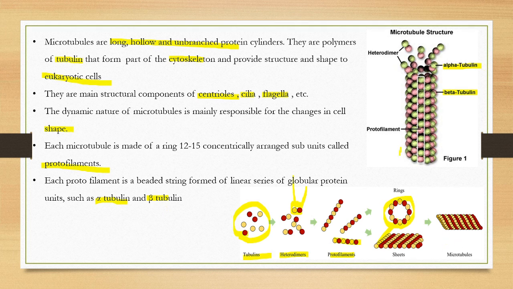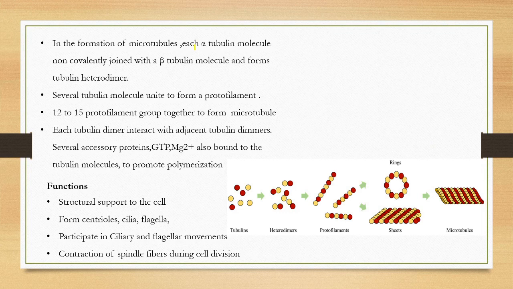So this is a microtubule, and this is composed of protofilaments. This is one protofilament, this is another protofilament. They are arranged as a ring. So each alpha tubulin molecule is non-covalently joined with a beta tubulin molecule and forms a tubulin heterodimer. This one. So several tubulin molecules unite to form a protofilament. To form one protofilament, many such tubulin molecules must form.